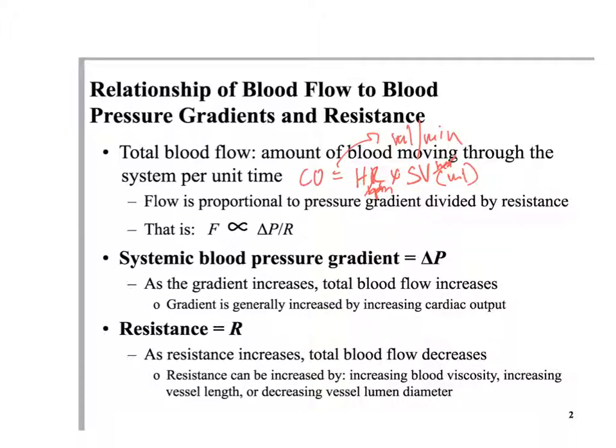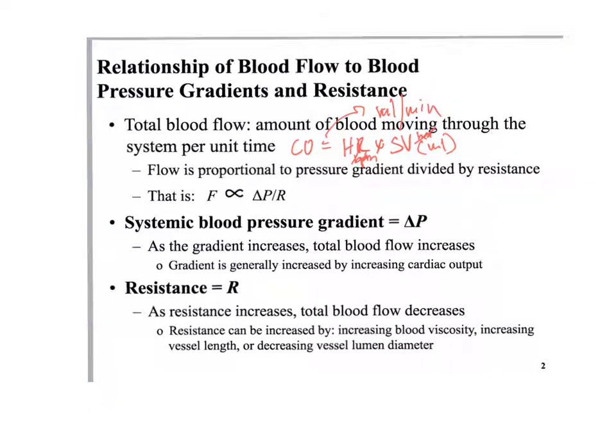And then you have your resistance. As resistance increases, blood flow decreases, okay? And your resistance can be increased by increasing viscosity, increasing vessel length, or decreasing vessel diameter. So if resistance can be increased by doing these things, how can you decrease resistance? Give me an example of what you could do to decrease resistance.